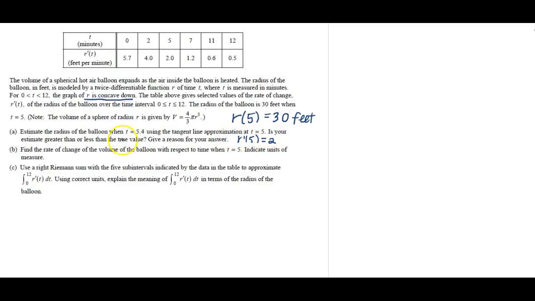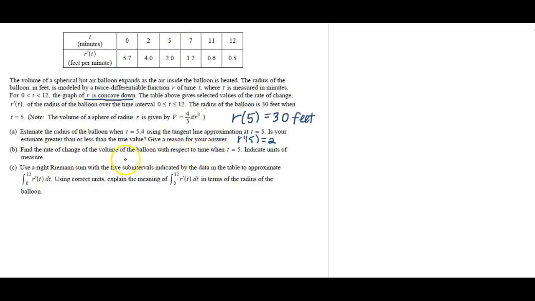And then the second part of the question is: is your estimate greater than or less than the true value? And for that part, the hint I'm going to give you is that you were told r is concave down. So I want you to sketch a concave down function and sketch a tangent line on a concave down function, and then answer whether or not the estimate is greater than or less than the true value. So I basically set you up on how to do the problem and encourage you to do the problem. In part B, we're asked to find the rate of change of the volume of the balloon with respect to time.